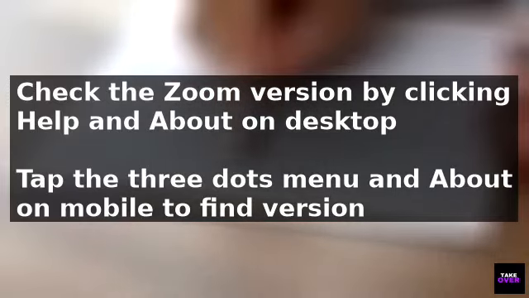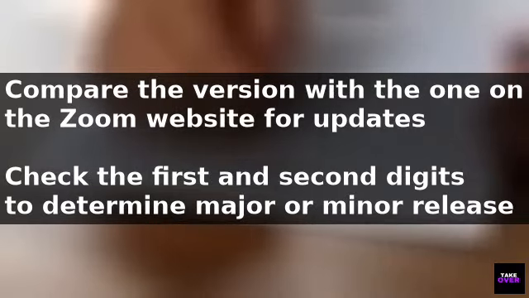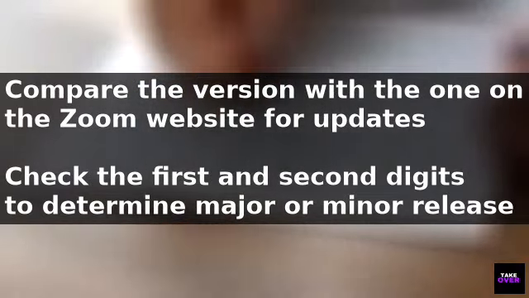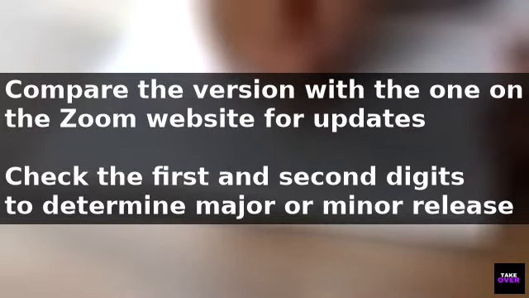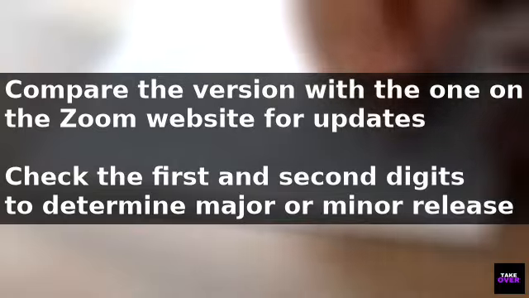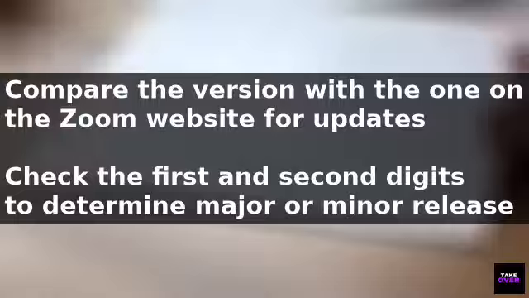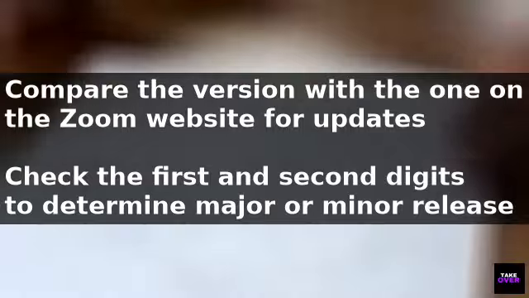To check if you have the latest version, visit the Zoom website and compare it with the version you found earlier. If the first digit on the website is higher than yours, you are at least one major release out of date. If only the second digit is higher, you are at least one minor release out of date.